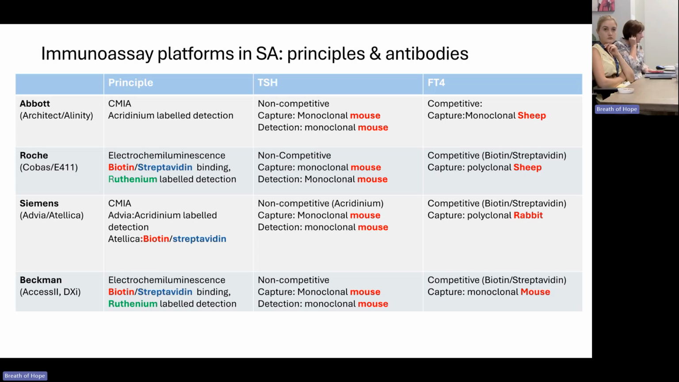while the other methods will all use biotin-streptavidin binding with a ruthenium-labeled detection. Looking at the antibodies that are used with these methods, the TSH methods are all non-competitive using the sandwich assay, and they all rely on mouse antibodies. While for the free T4, it's the competitive design that is used. The Abbott and the Roche will use sheep antibody, while the Siemens uses rabbit, and the Beckman method uses mouse antibodies.